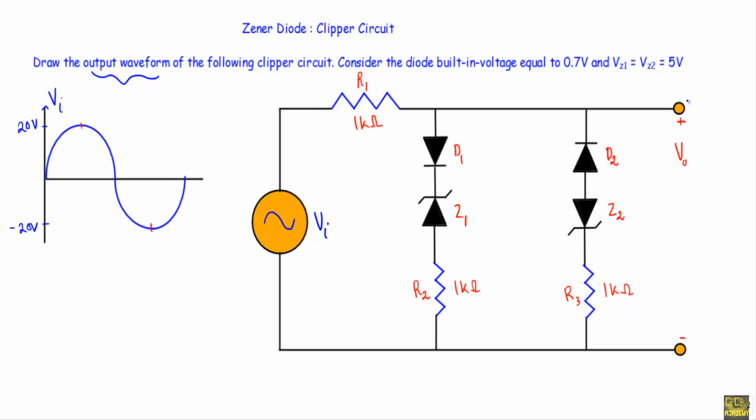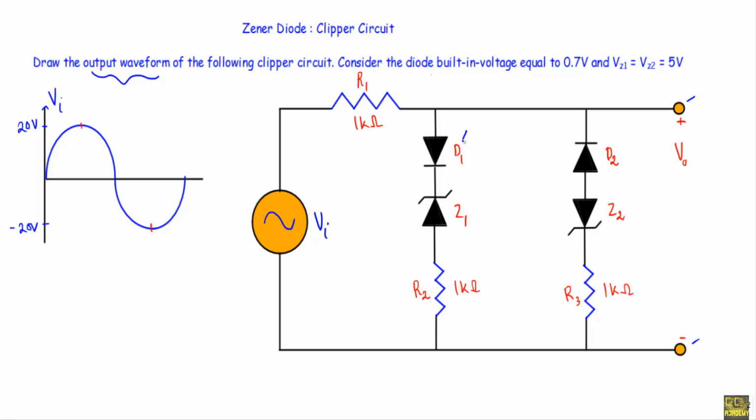See, here we will take the output across this terminal and this terminal by considering this terminal at higher potential and this terminal is at lower potential. Here we will be applying a sinusoidal voltage whose positive maximum will be plus 20 and negative maximum will be minus 20 volt. In the circuit we have total 3 resistors, R1, R2 and R3. All of them have values equal to 1 kilo ohm. Consider the diode built-in potential equal to 0.7 volt.